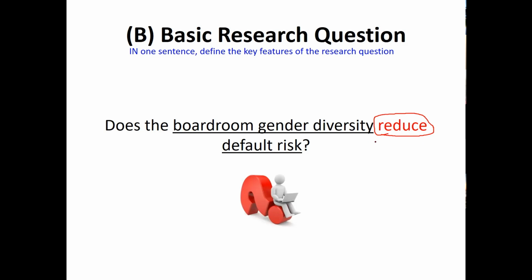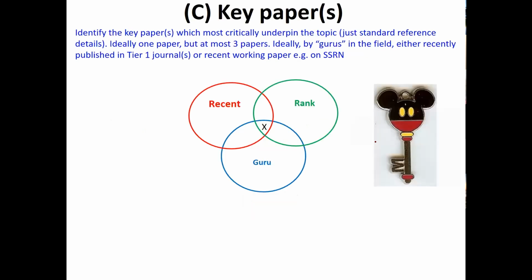And the reason for that is based on the key papers that I have selected, and I will show you. One of the key papers has shown that women on board does not affect firm risk. So I'm bringing a question opposite to that and trying to say it reduces risk in terms of default. Okay, so it really depends on how your project fits into the broad literature. So this is the research question. In one sentence, I have explained the basic features of the project.